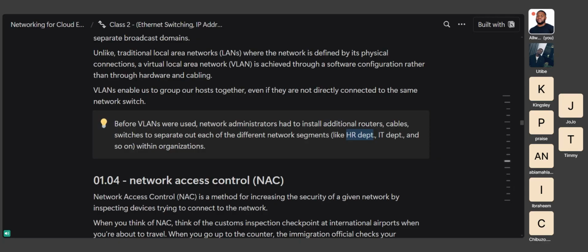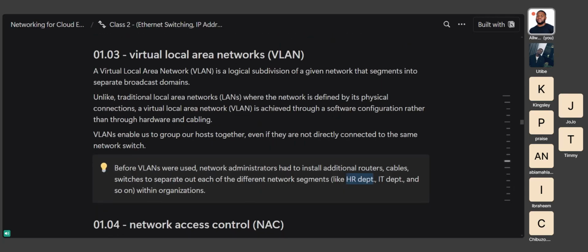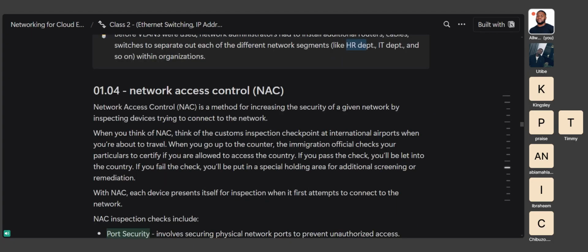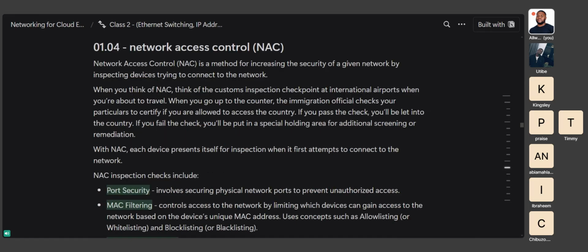But today, because VLANs are mostly software, I think I explained it here, right? Since they are software configurations, all the network technician needs to do is just set it up virtually so that these different departments can be divided. So that's all about VLANs. There's really not much else in depth, but we're not going to talk about that today.